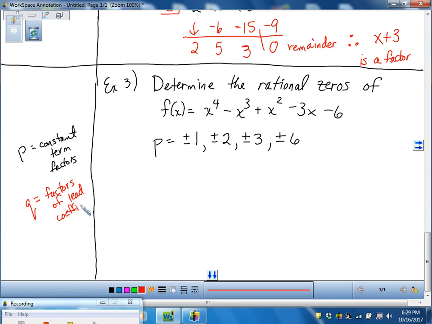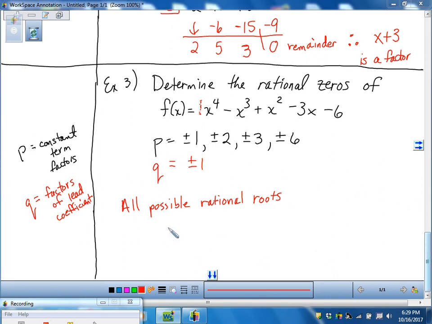So for Q, we're going to list all of those possibilities. Our Q is going to be... we have this 1 that's our lead coefficient. Well, the only factors of 1 are positive or negative 1. So now, to figure out all of our possibilities, these are the ones we're going to want to try using synthetic division. This is not all the answers, these are just the ones that we want to try.